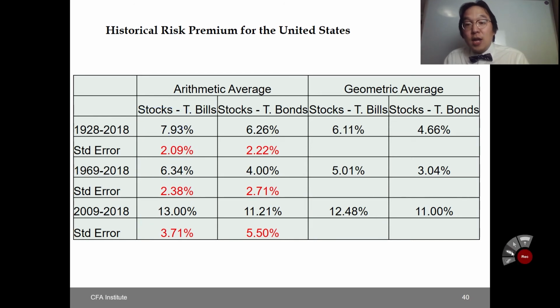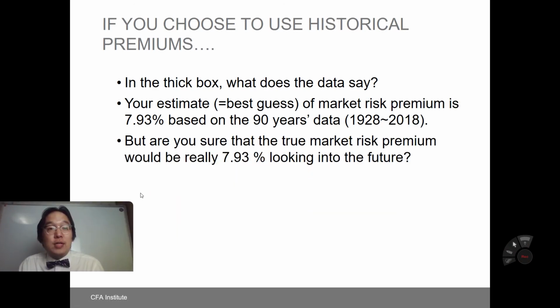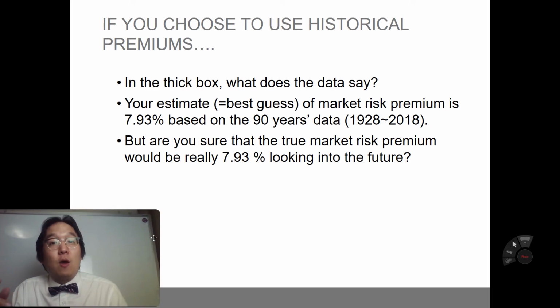Another thing that you can check is that this stock minus T-bond, the inverse relation between the standard error, or the accuracy, I should say, and the number of observations that you get, okay? The inverse relation is more dramatic over there. Now, that's that. Good. If you choose to use historical premiums in the thick box, what does the data say? Well, your estimate of market risk premium is 7.93% based on 90 years of data.